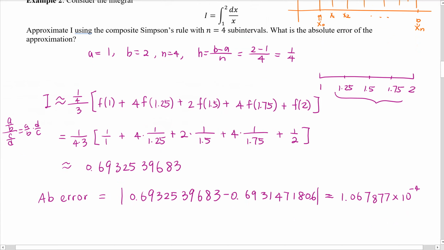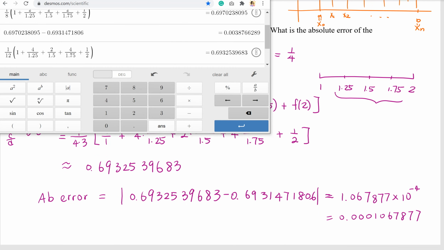And what does that mean? Well, it's 0.000106787. And you can compare with the last approximation. The last approximation is 0.003. You can see the Simpson's method is actually more accurate than the trapezoid method.